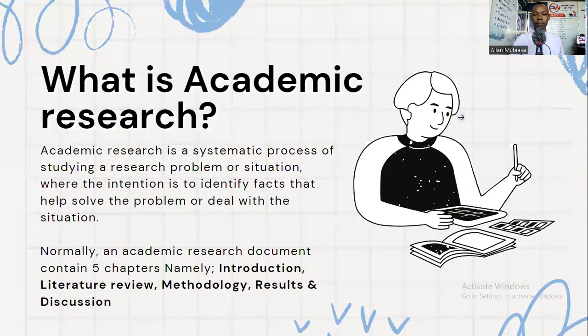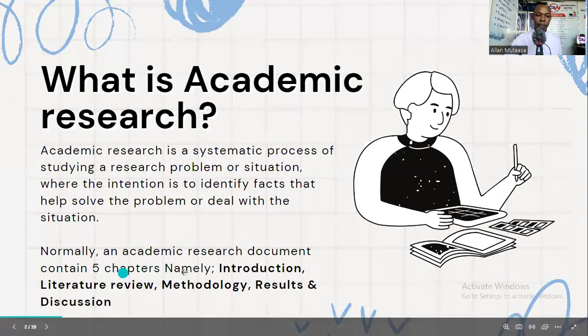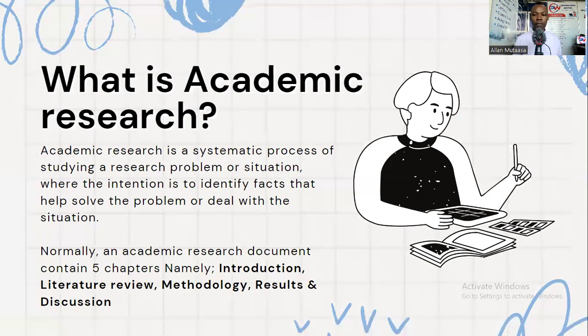Okay, so what is academic research? If someone is asked, what is academic research, for instance? You'll see that research is a very wide topic. And by definition, research is to find out. That is the only thing it means, to find out something. So now what we want to ask is, what exactly are we finding out?